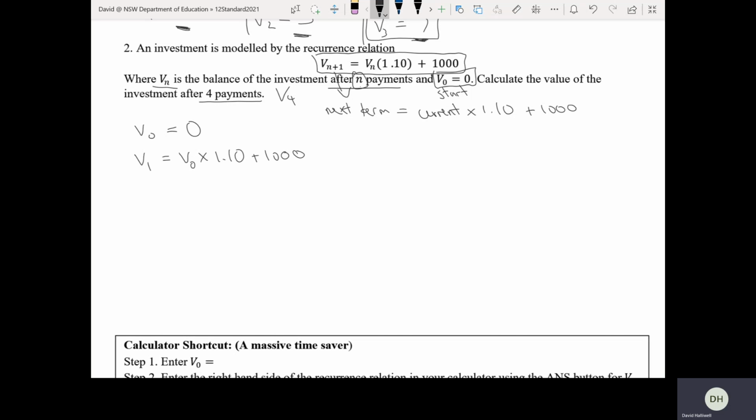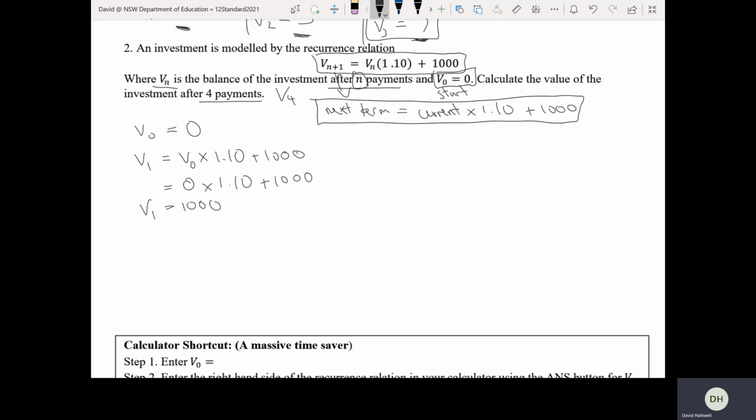And when you do that, substitute in the 0 there for V0. It would be 0 times by 1.10 plus 1,000, which is 1,000. So V1 is 1,000. All right, now let's keep focusing on understanding this rule in terms of what we're doing here. To get to the next term, it's the current multiplied by 1.10 plus 1,000.